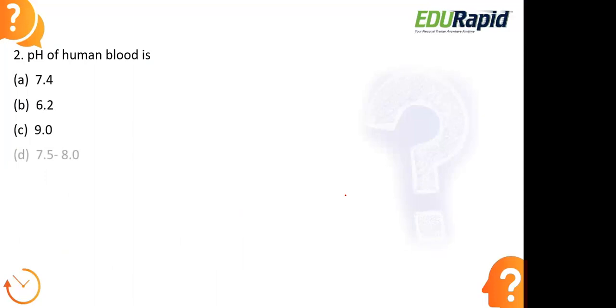Okay, moving to the next question now. pH of human blood is 7.4, 6.2, 9, 7.5 to 8.